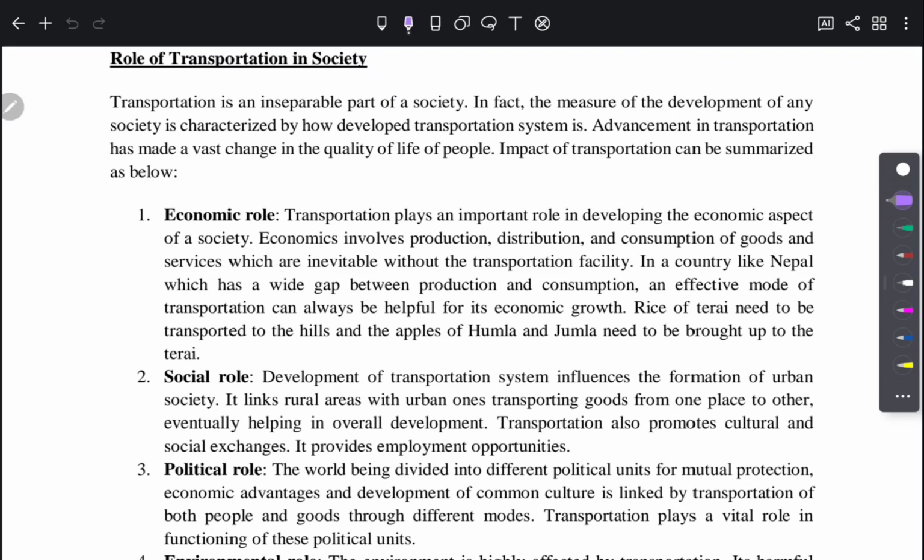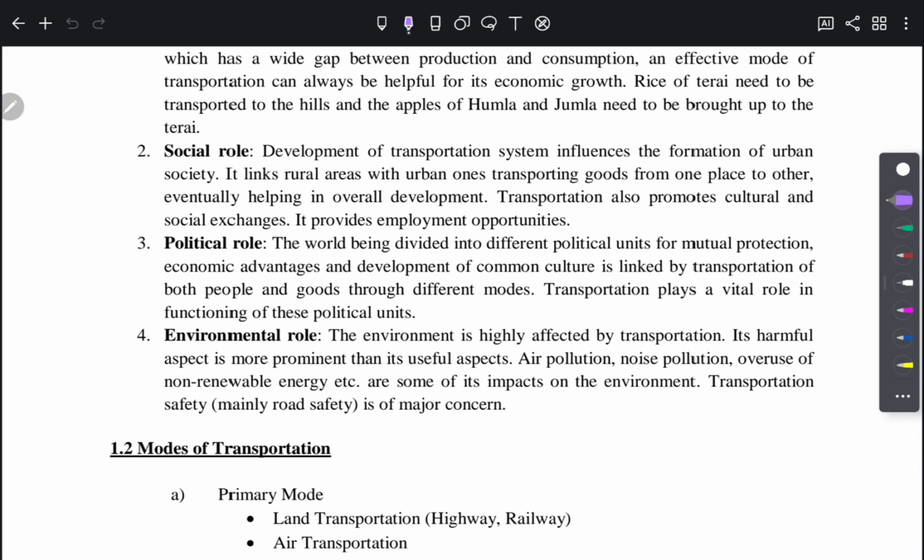It can also decrease the difference between a seller and buyer. Transportation also helps socially by connecting one place to another or one person to another very easily. It can also help politically, and one can use this infrastructure to manipulate some decisions in their favor. Another impact of transportation can be seen on the environment, and in this case its harmful aspect is more prominent than its useful aspect, as transportation leads to various types of pollution such as air pollution, noise pollution, and overuse of renewable or non-renewable sources of energy. Also, it can lead to various accidents.